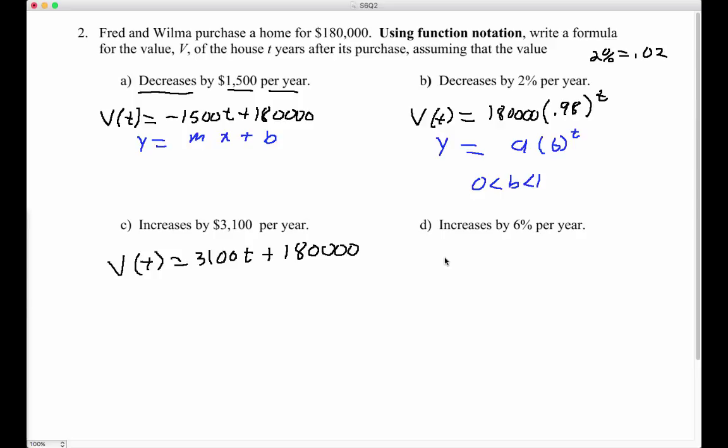How about increases by 6% per year? Well, our growth factor then would be 1.06 because our growth rate is 6%. So V of t would equal 180,000 times a base of 1.06 raised to the t power. We see this as a growth function because b is greater than 1 here.